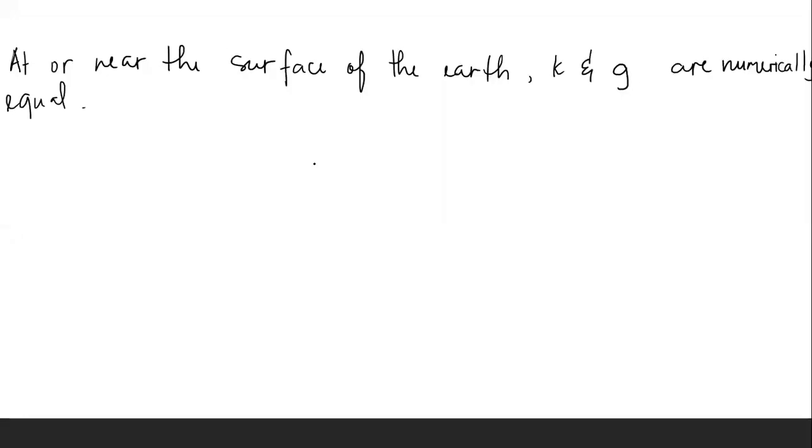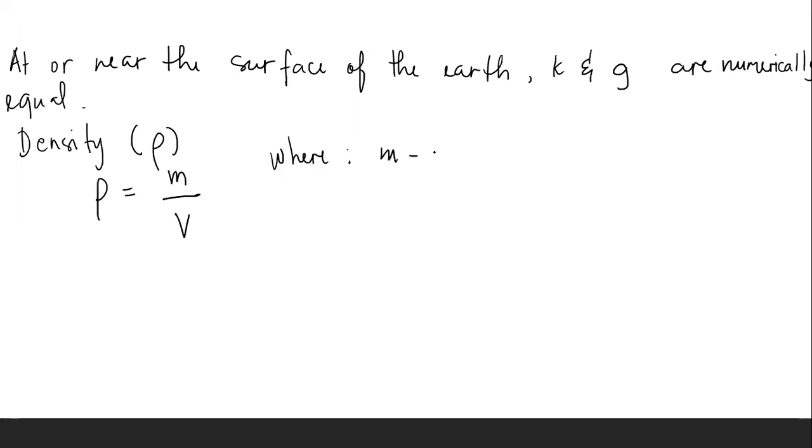Let us proceed now to the density. Density is the ratio of mass and volume. The symbol for the density is rho. That is why we have density is equal to mass over the volume. The symbol for the volume is capital V, where m is the mass and V is the volume.